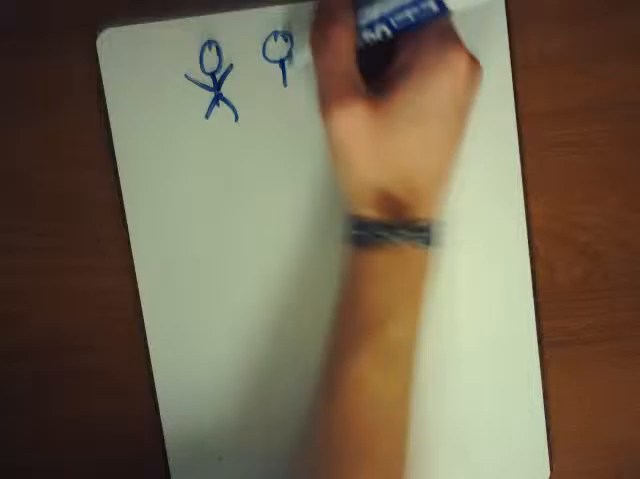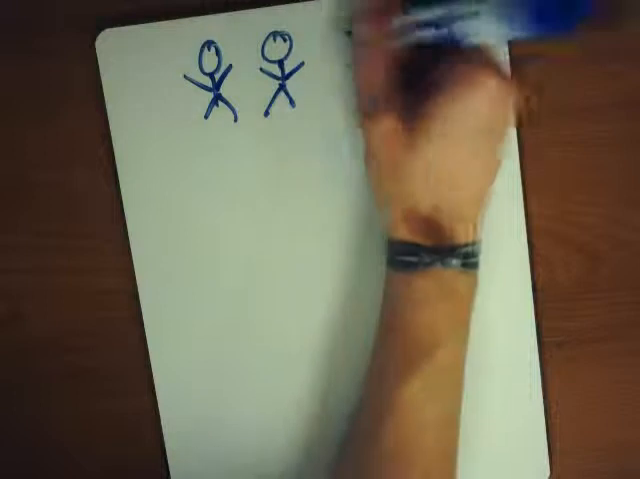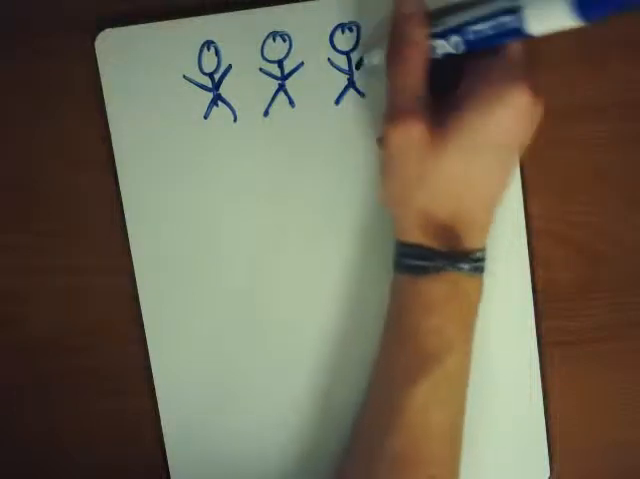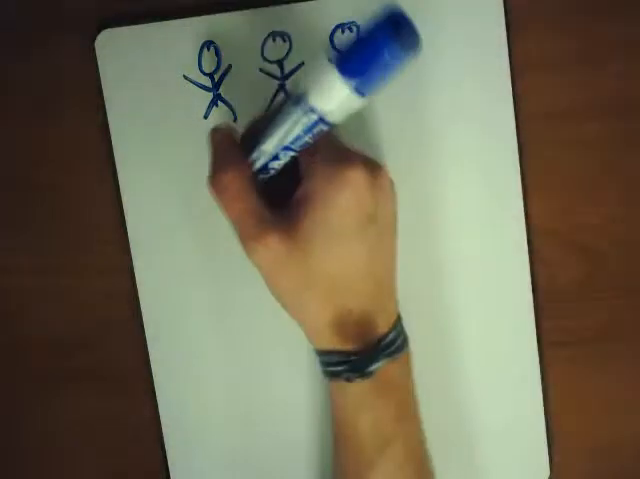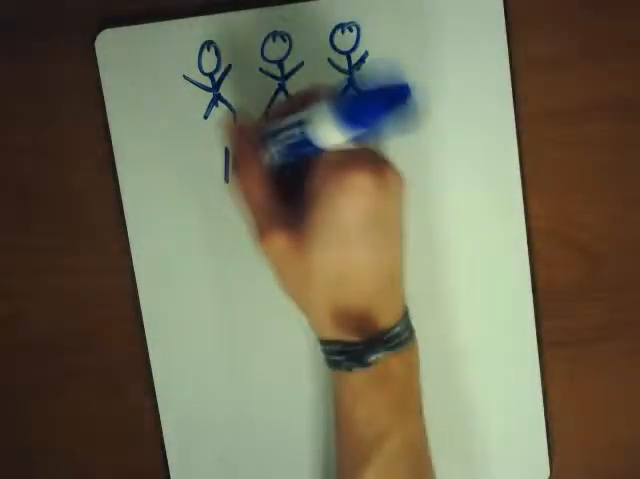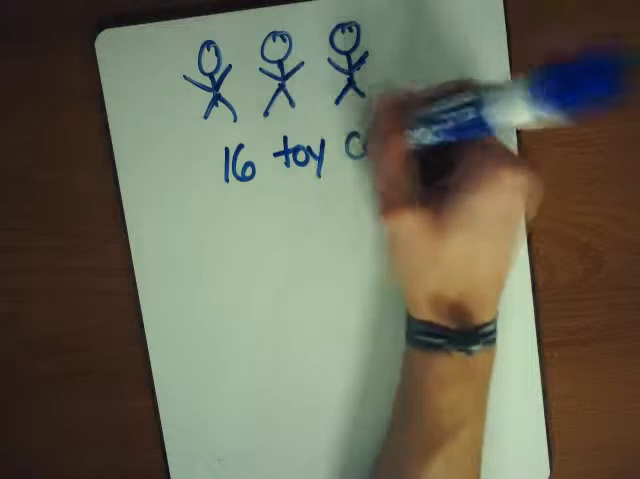Okay? Let's think about this one. We've got 3 children. There's my stick figures again, just because, just a symbol. I don't need to be an artist right now. 3 children, they want to divide a set of toy cars equally. And there are 16 toy cars.